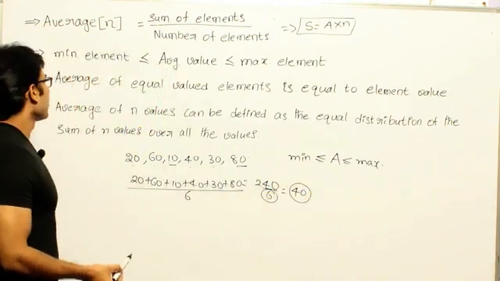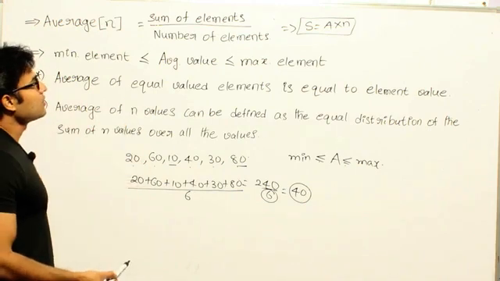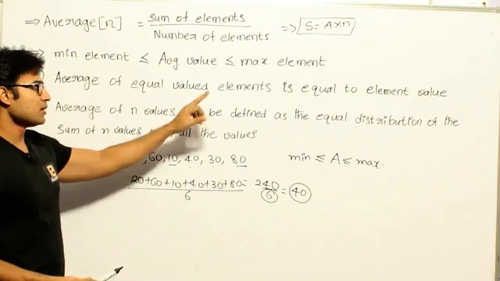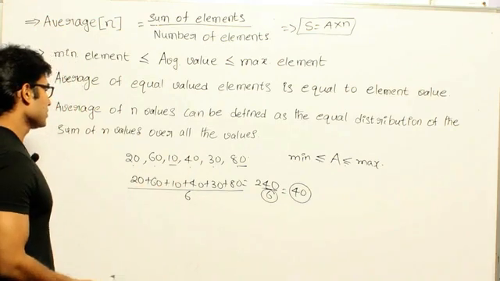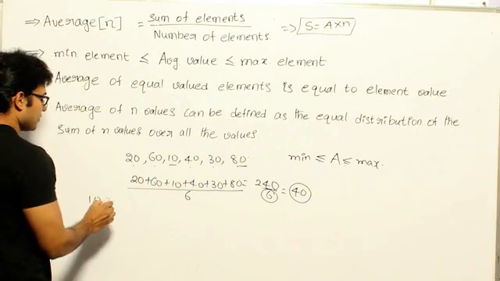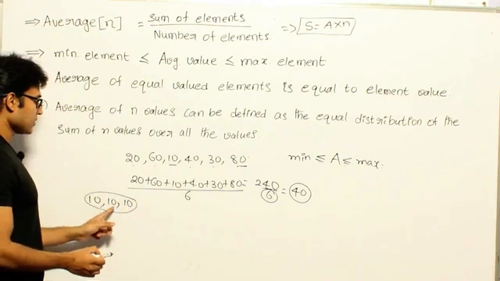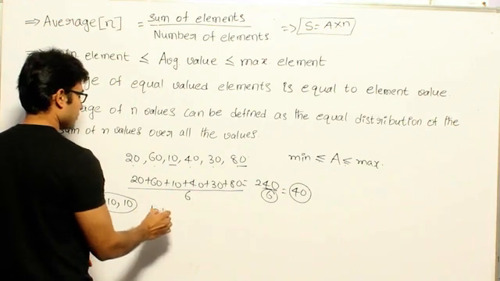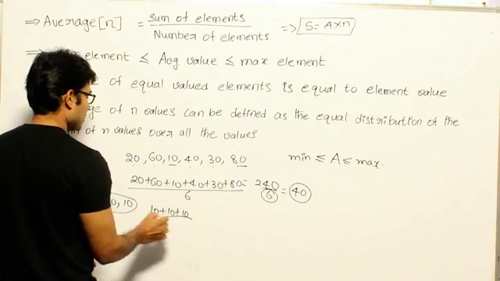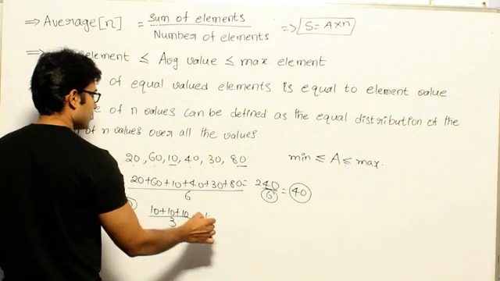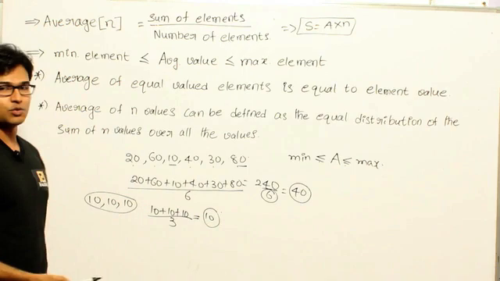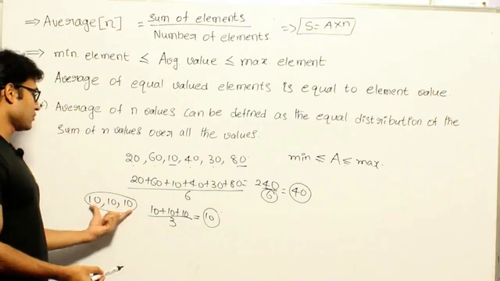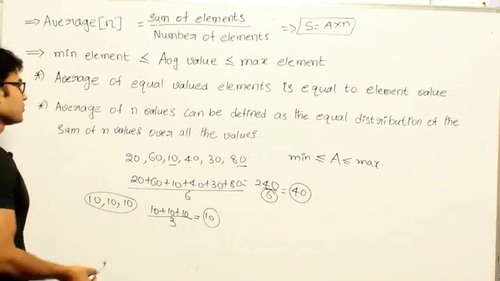Got it? Okay. Now the average of equal valued elements is equal to the element value. Assume that we have 3 elements which are all 10, 10, 10. Then what is the average of it? 10 plus 10 plus 10 divided by 3. See, one common mistake you make is, whenever a question about average is asked, you add and divide by 2. So that is not the average. You have to divide by the number of elements. That is the only thing you should be careful about.